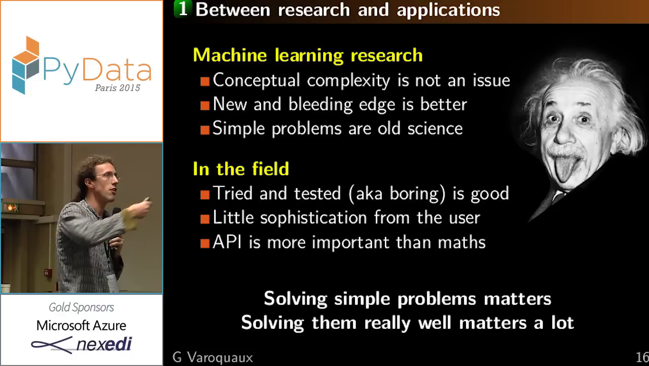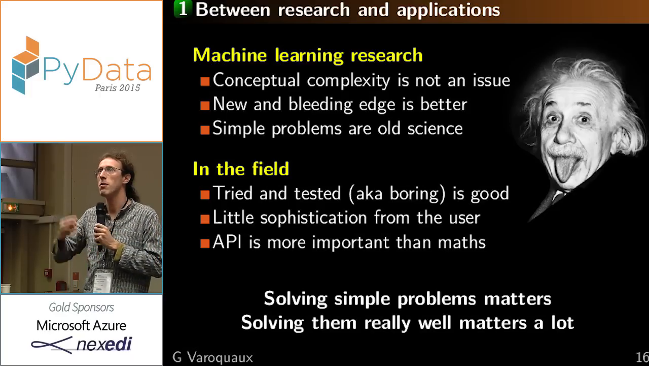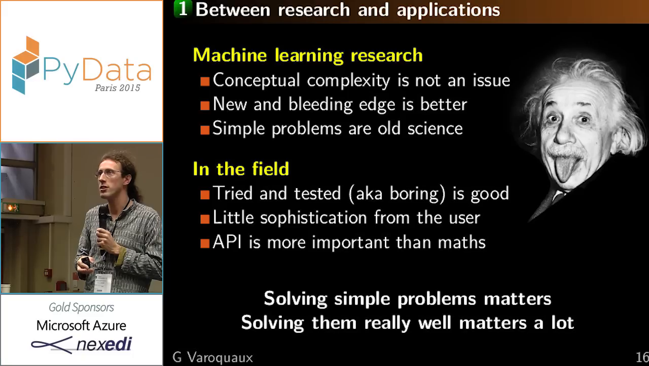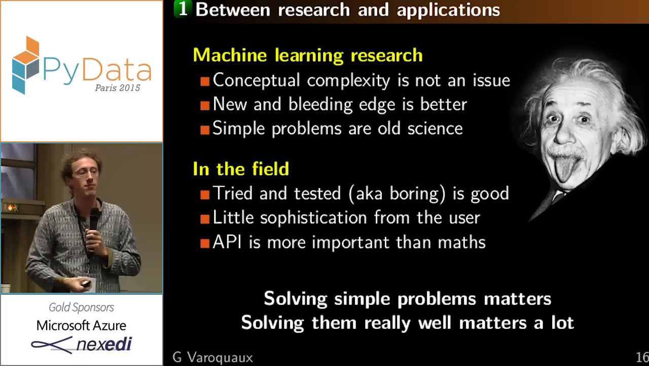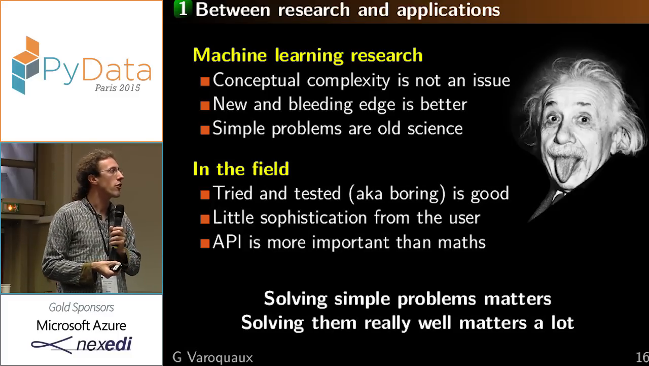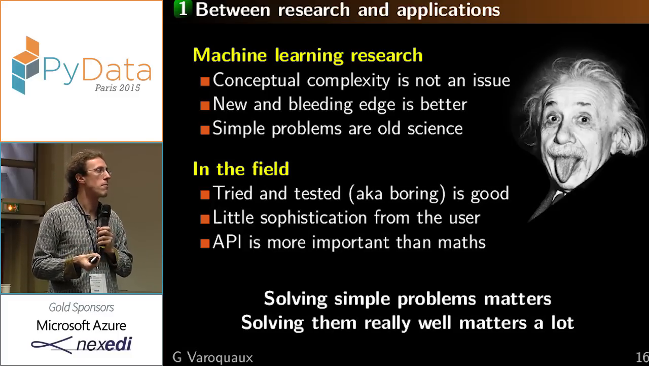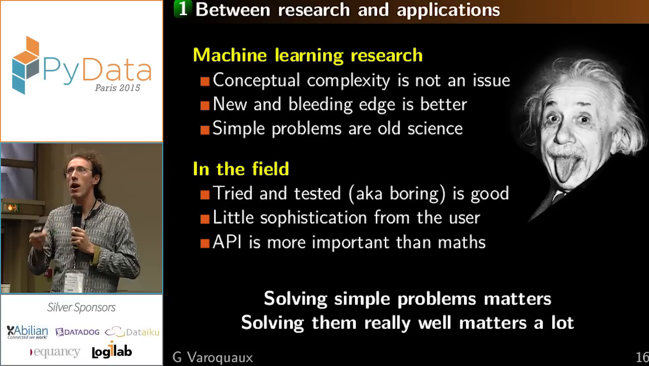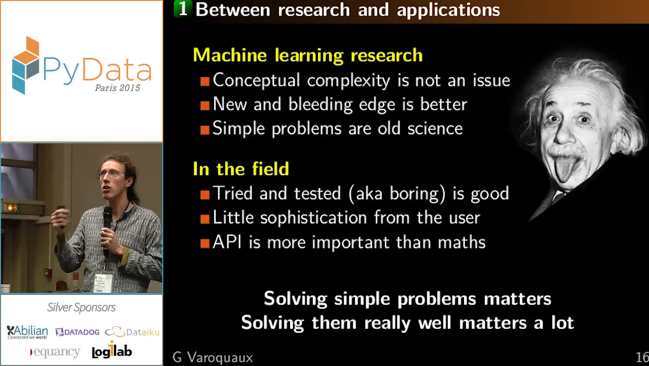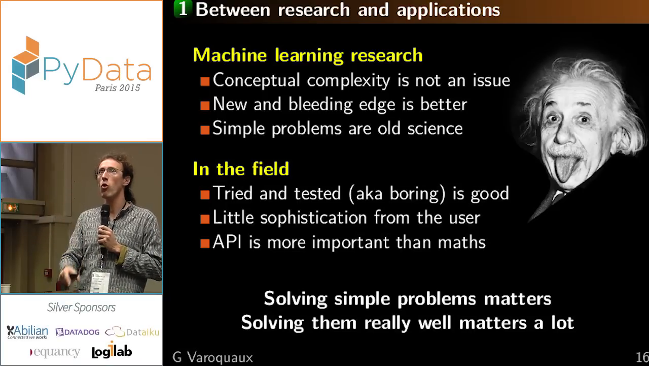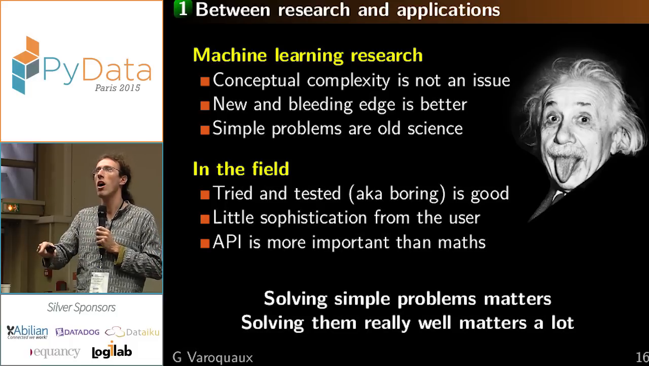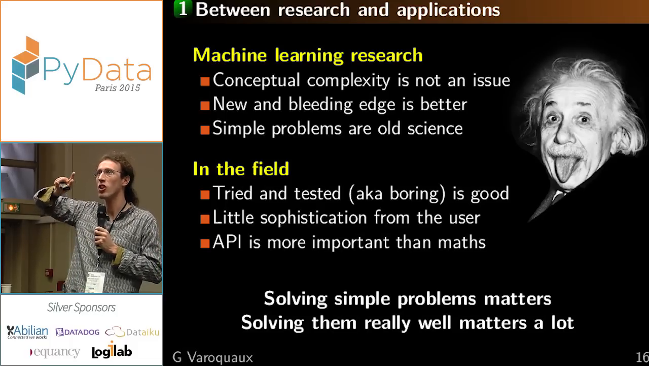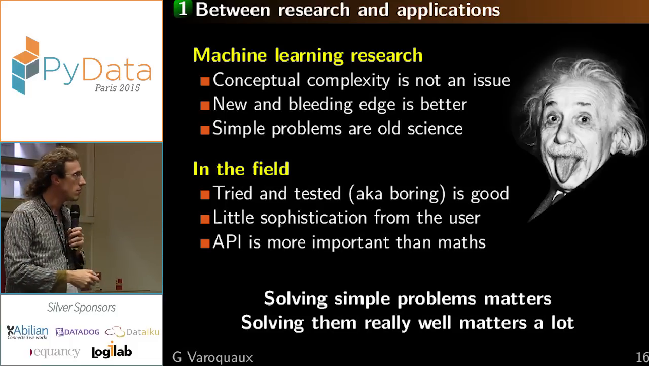And when we started scikit-learn, some of our colleagues told us, you're focusing on the wrong thing. This is old. This won't give you success. So what we've learned is that solving simple problems matters. And solving them well matters a lot. So it matters more to solve simple problems well than complex problems not very well. So that's kind of the contrary of research.